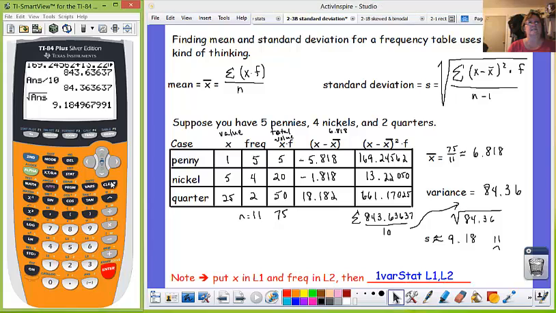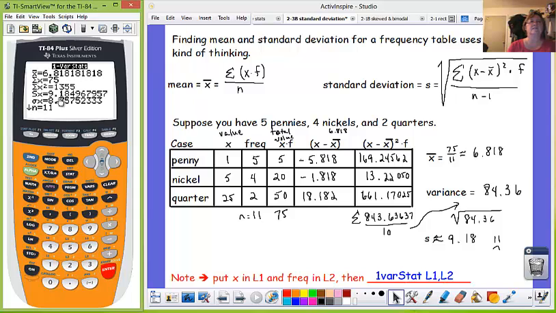But let's check it and see if it's right. I have put into my list the x values, that's the value of each coin, and the number of each of those coins I have in list 2. So here's the x, here's the f. And this says that I do one variable stats, which I know is in stat, and over to calc and choose one variable. My x list is list 1. But this time, folks, my frequencies are in list 2. And second and 2 is what will get you that. Then it's calculate.